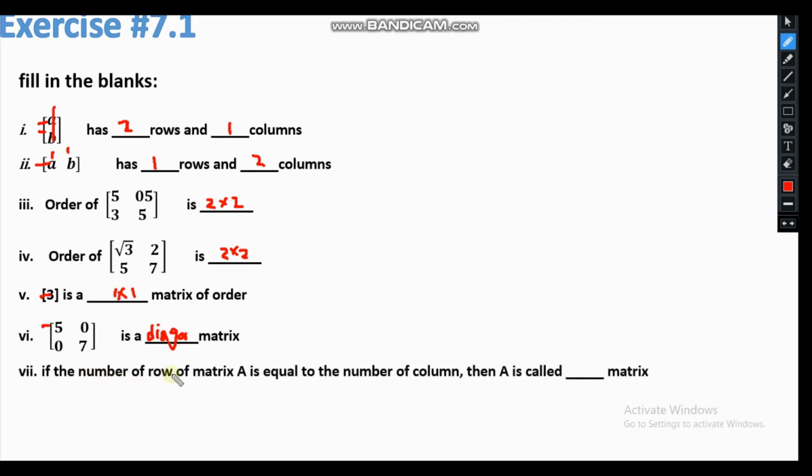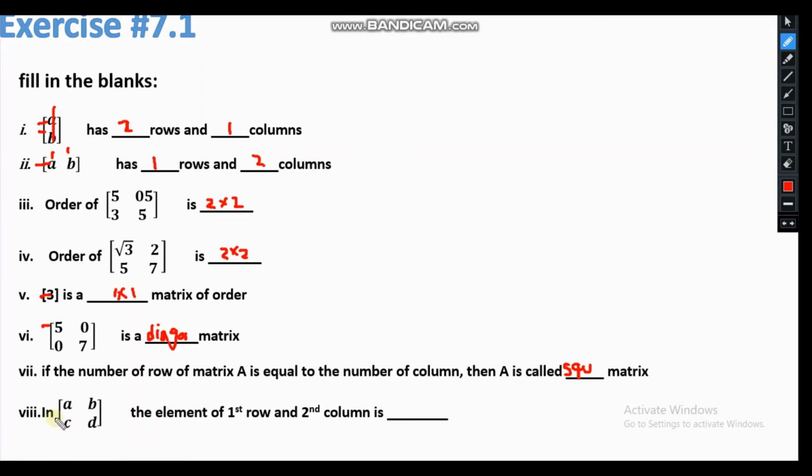So next again here, if the number of rows of matrix A is equal to the number of columns, then A is called a dash matrix. We will take an example of this. The order of rows and columns are equal. So this is rows and this is columns. Both columns and rows are equal, so we can call it a square matrix. So you can write here square matrix.